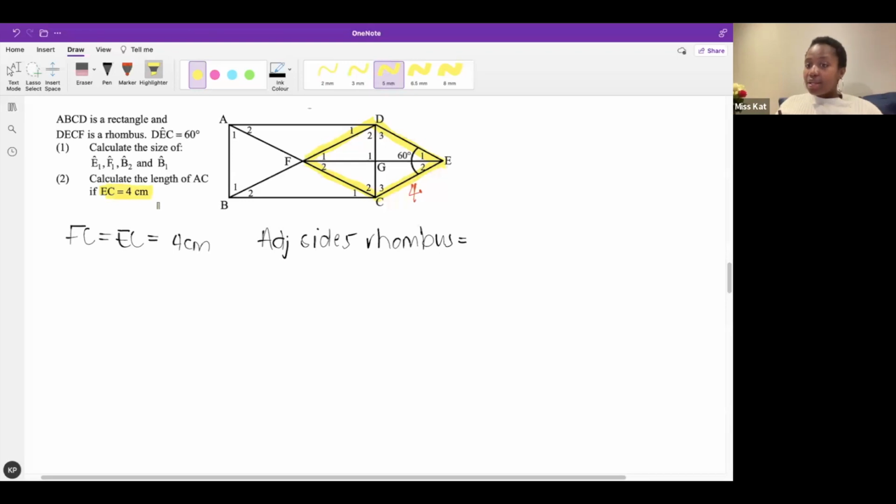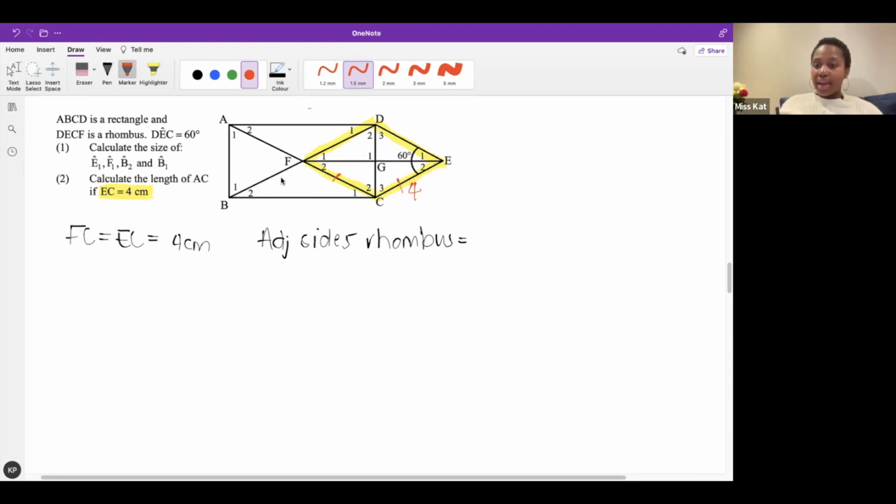Adjacent sides are equal as well, Rapafato. In a rhombus, all the sides are equal. It's like a square. All the sides are equal. So if EC is 4, FC is also 4. Are we with me? There we go. So we know now that FC is 4, EC is 4.